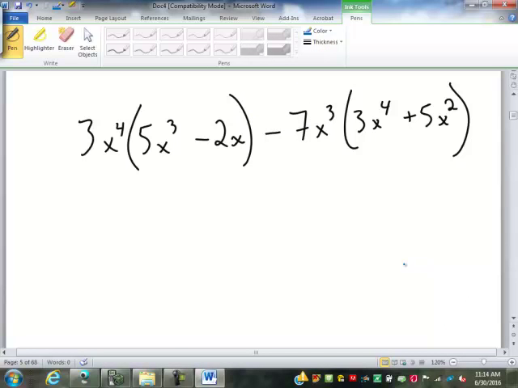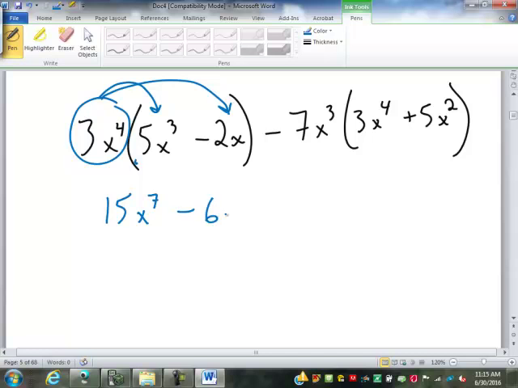Okay, so we'll start out with the parentheses. Anything to do inside this first set of parentheses? No, so we're going to multiply by the 3x to the fourth. Times 5x to the third gives us 15x to the 7. Good. 3x to the fourth times negative 2x is negative 6x to the fifth.